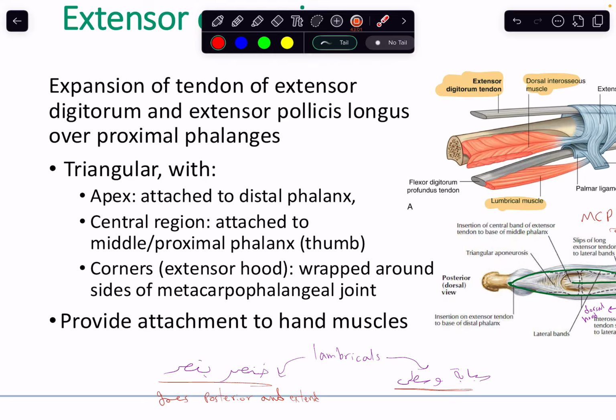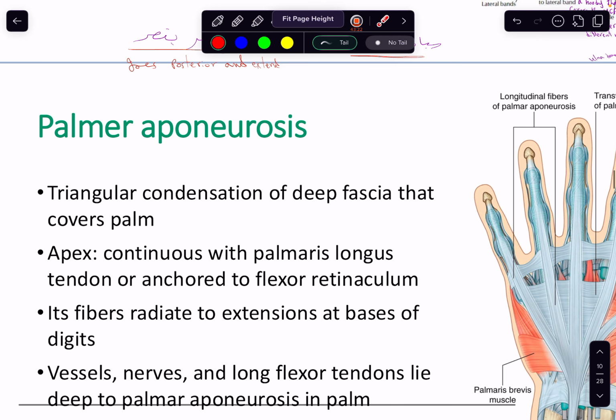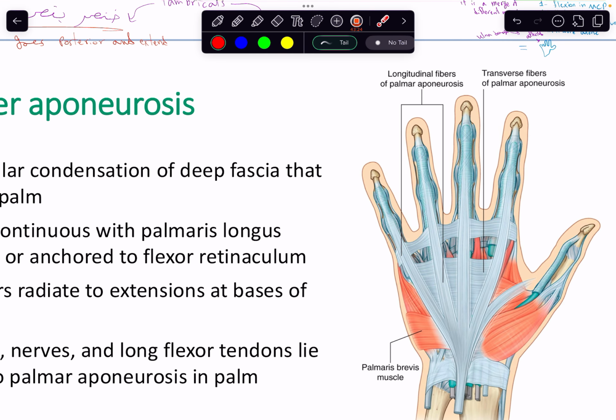Palmar aponeurosis, I think this is very easy. So this is the palmaris longus muscle crossing the fibrous flexor retinaculum. It diverges, it forms a triangular structure. Some fibers are longitudinal, going to and continuous with the synovial sheath, right? And these are the transverse fibers. What is the purpose of this aponeurosis? It is to provide a roof or safety to all the muscles and nerves.